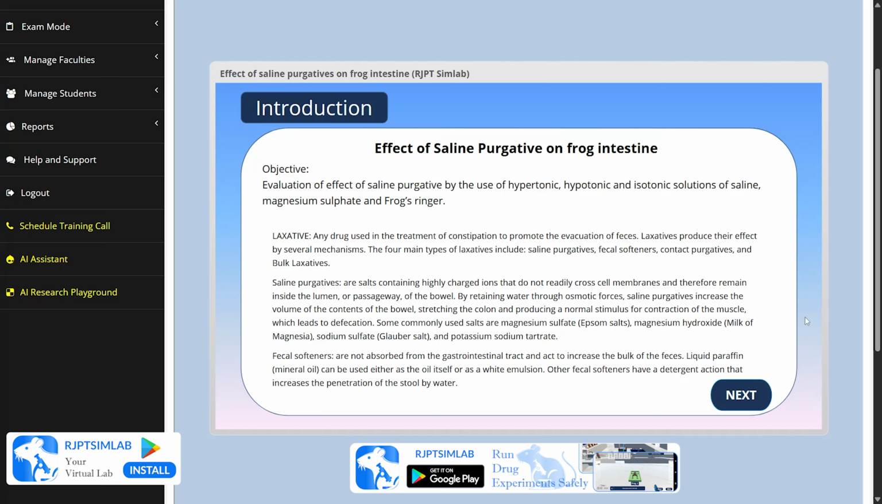So now let us discuss these main four types of laxatives. At first, saline purgatives. These are salts containing highly charged ions that do not readily cross the cell membrane and therefore remain inside the lumen or passageway of the bowel. By retaining water through osmotic forces, saline purgatives increase the volume of content of the bowel, stretching the colon and producing a normal stimulus for contraction of the muscle, which leads to defecation.